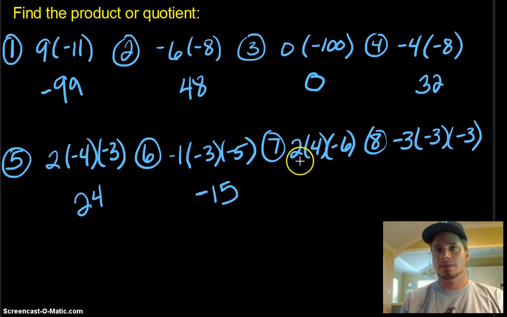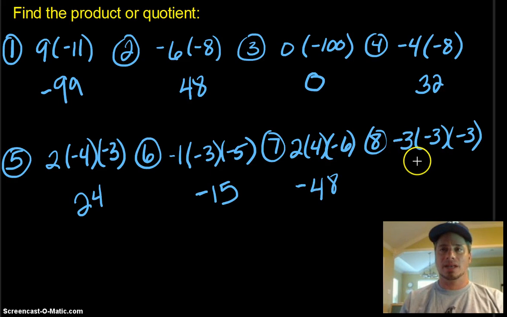Look at this one. 2 times 4 times negative 6. Multiply. 2 times 4 is 8. 8 times 6 is 48. I've got one negative, so that's an odd number of negatives, so my answer is negative. Here I've got negative 3 times negative 3 times negative 3. When we multiply, 3 times 3 is 9. 9 times 3 is 27. And I've got 1, 2, 3 negatives. That's an odd number of negatives, so I get a negative answer.